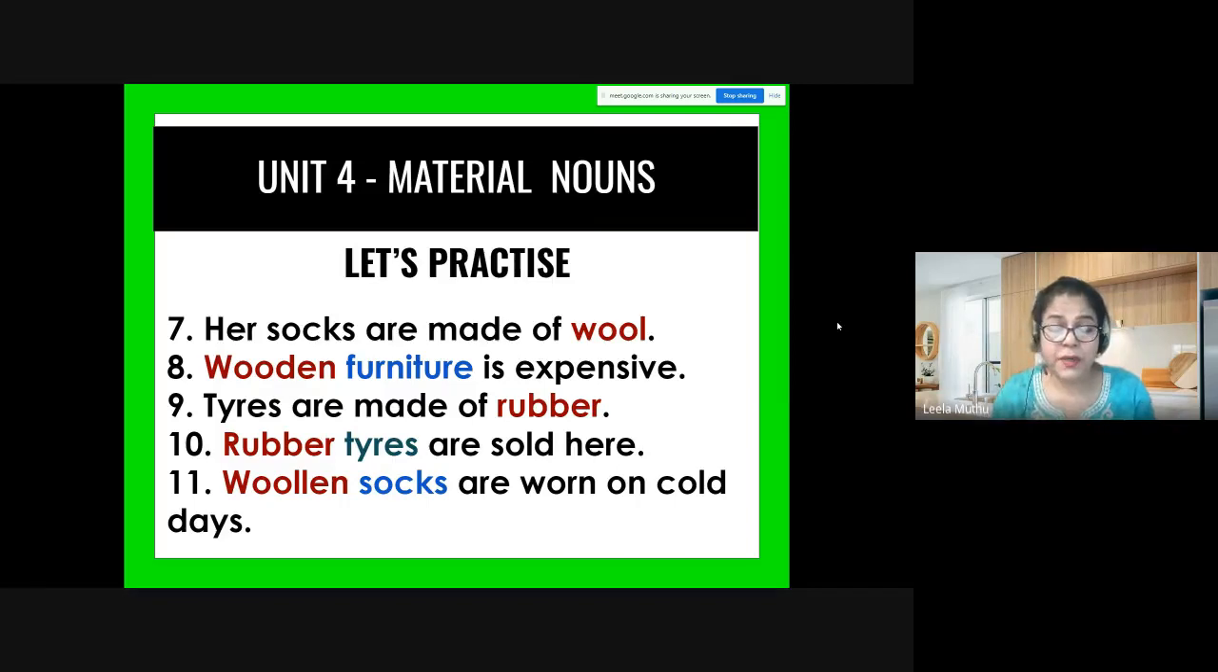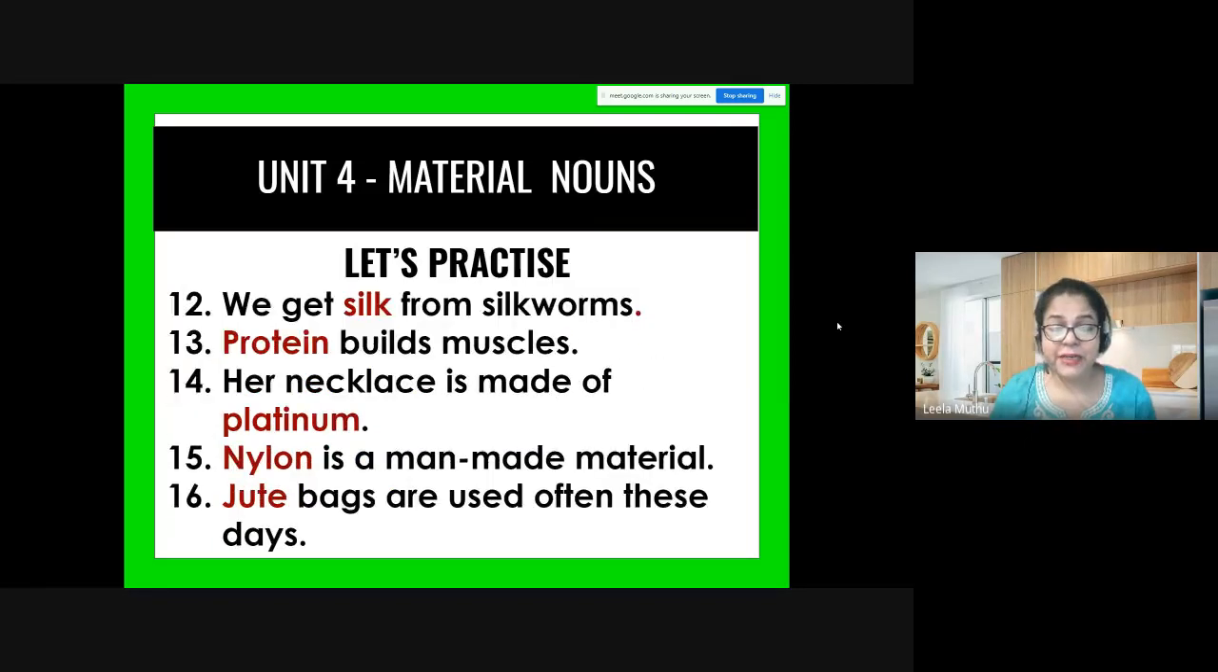They are sold here. Woolen socks, the same thing. Woolen describes the socks, adjective. So woolen socks are worn on cold days. There's another adjective here, cold. But cold is not describing the socks, it is describing the days, but still an adjective. We get silk from silkworms. Telling you the material that comes from silkworms, silk, material noun. Protein builds muscles, material noun, a material used to build muscles.